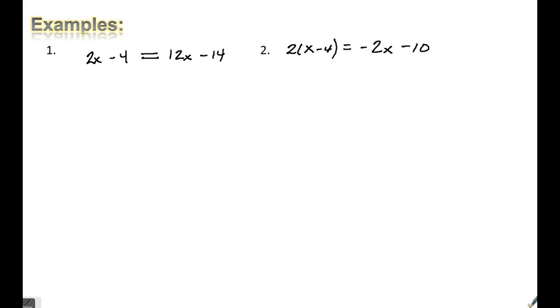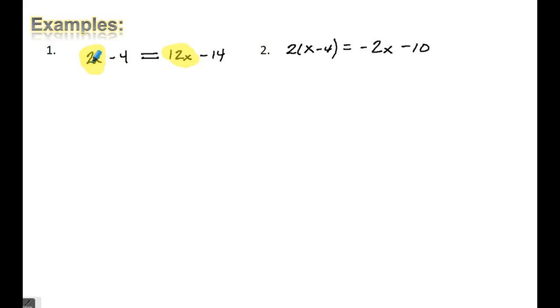We're going to look at our first two examples. The first one is 2x minus 4 equals 12x minus 14. The way we're going to start is to choose the smaller term. We have 2x and 12x. There's no distribution, so we don't have to worry about that, and we don't have to simplify any sides of the equation. They're already simplified. 2x minus 4 is simplified, and on the other side, 12x minus 14 is simplified.